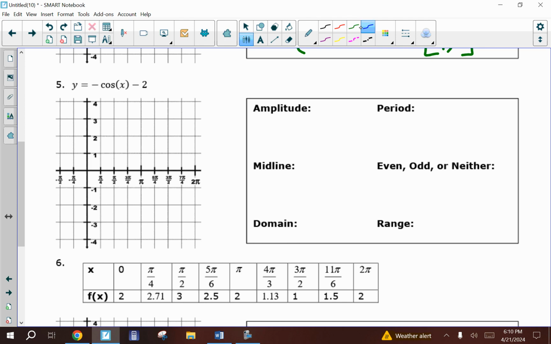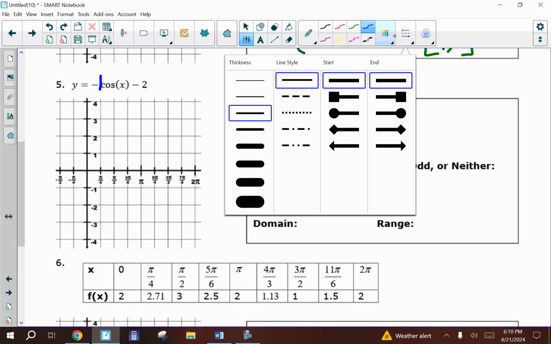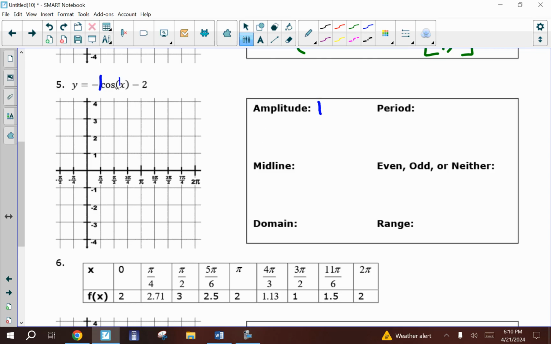Amplitude is found in front, and you have to be careful because amplitude is never negative. The period, remember guys, anytime there's just a plain x here, that implies that b is 1, which means the period is 2 pi over 1. So anytime you just have a regular x in there, that means the period is 2 pi. Then our midline is always y equals, and it's always the number at the end. So this is going to be at -2.